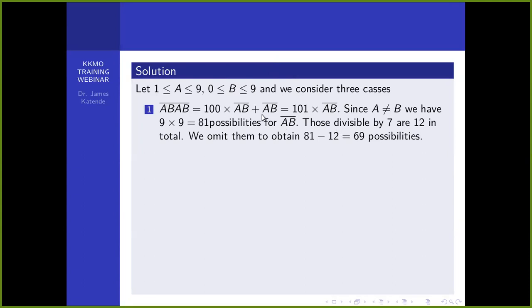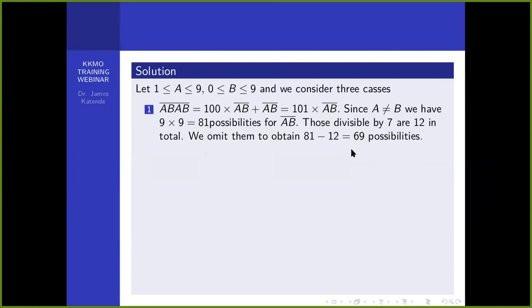So this is automatically divisible by 101 because 101 is one of the factors. So we need to knock out all the numbers which are divisible by 7. If you want to knock out the numbers divisible by 7, you need to find all the 2-digit numbers divisible by 7. And there are 81 possibilities in total for this AB. Now, those that are divisible by 7 are 12 in total. You can actually list them. The only one you will not list is 77 because you don't want the 2 digits to be the same. But all the others, I think, will be fine.